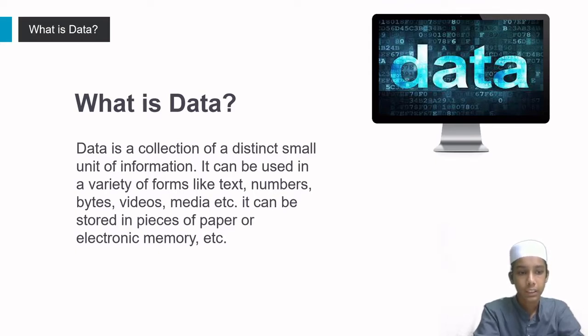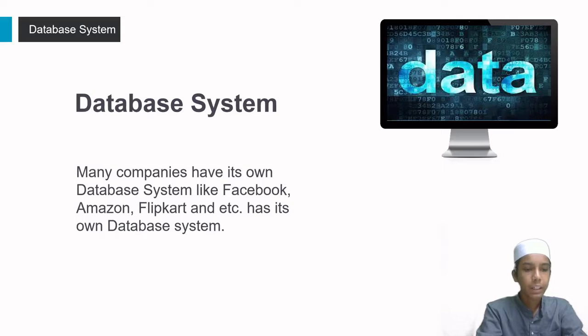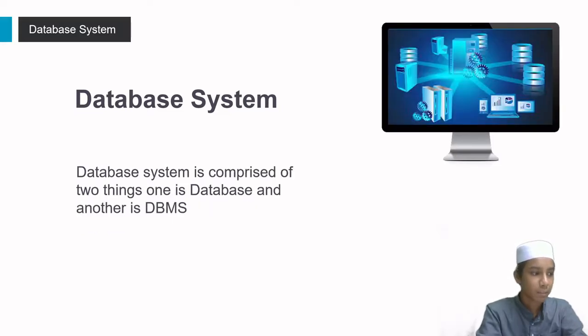What is database system? Many companies have their own database systems, like Facebook, Amazon, Flipkart, and etc. Each has its own database system. Now database system is comprised of two things. One is database and another is DBMS.